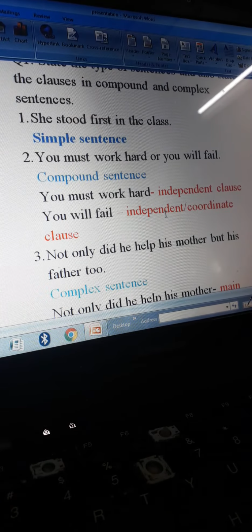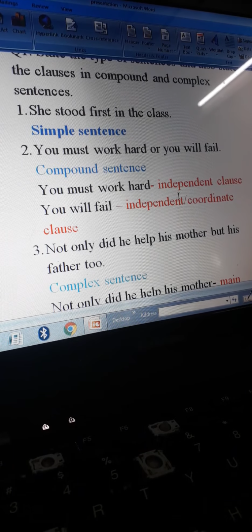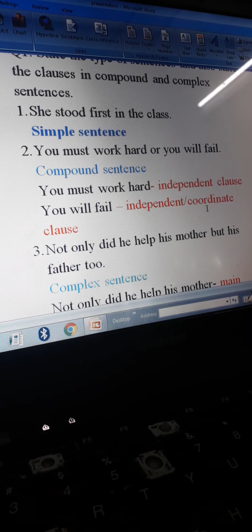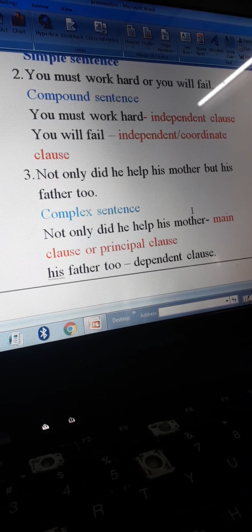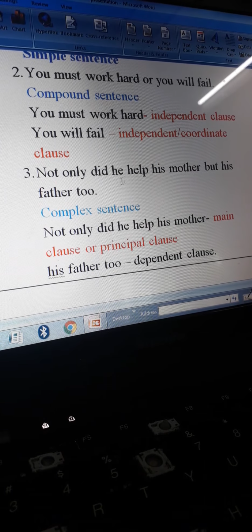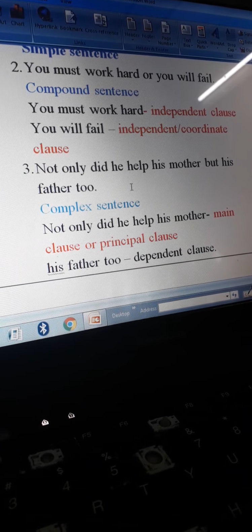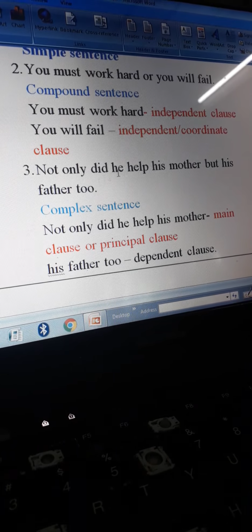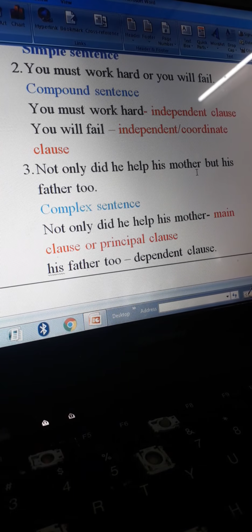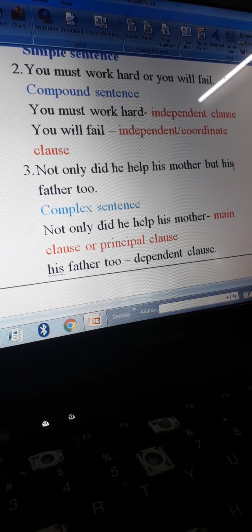Make sure independent is also known as coordinate clause. Okay. So don't get confused. Either use independent or use coordinate. Both are the same thing. Okay. Next, let's take the third example. Not only did he help his mother, but his father too. Now this is a sentence again divided into two parts. Not only did he help his mother is the first part, and the second part is his father too. But is a conjunction word which is joining the two parts of the sentence.